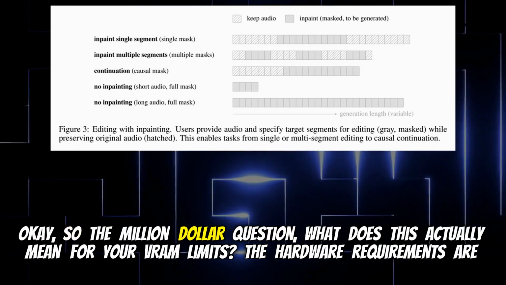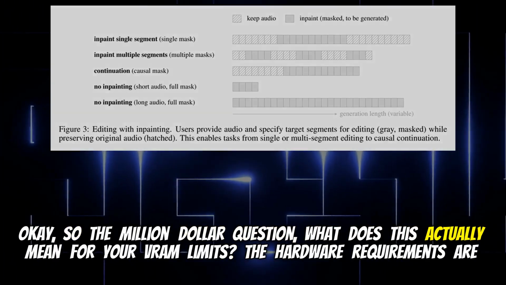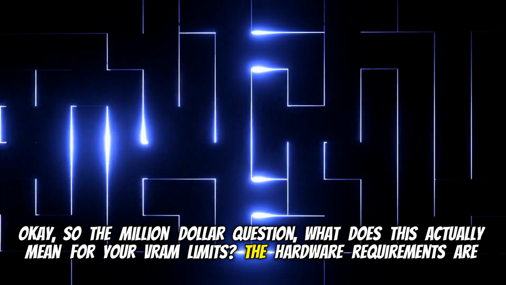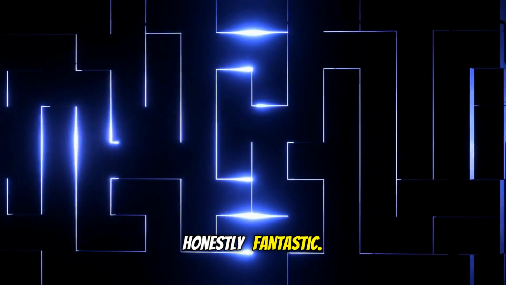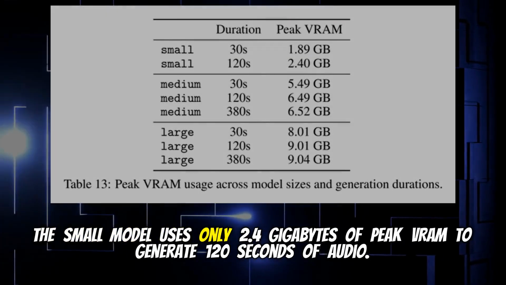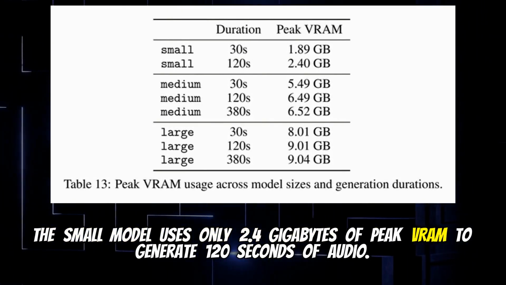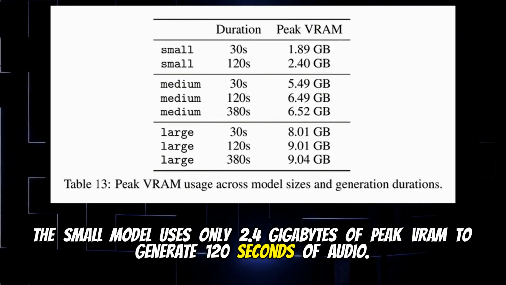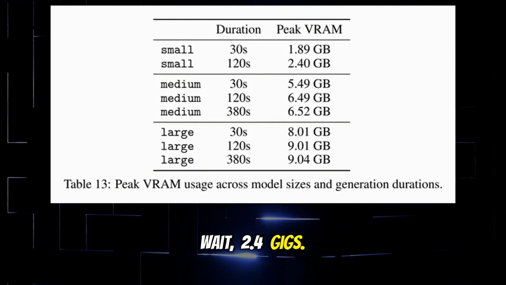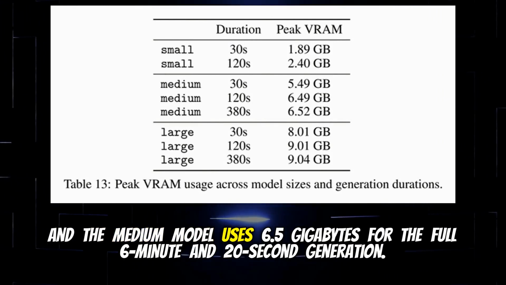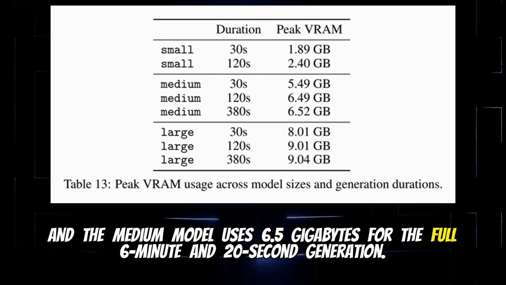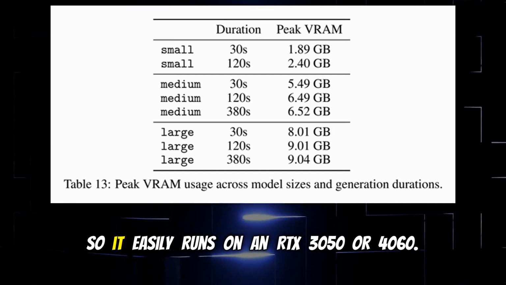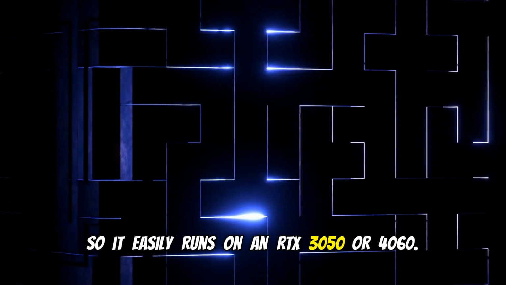Okay, so the million-dollar question. What does this actually mean for your VRAM limits? The hardware requirements are honestly fantastic. The small model uses only 2.4 gigabytes of peak VRAM to generate 120 seconds of audio. Wait, 2.4 gigs? Yeah. And the medium model uses 6.5 gigabytes for the full 6-minute and 20-second generation. So it easily runs on an RTX 3050 or 4060.